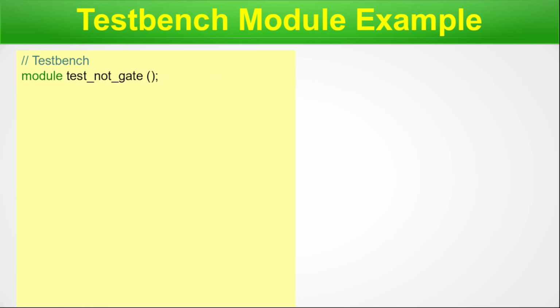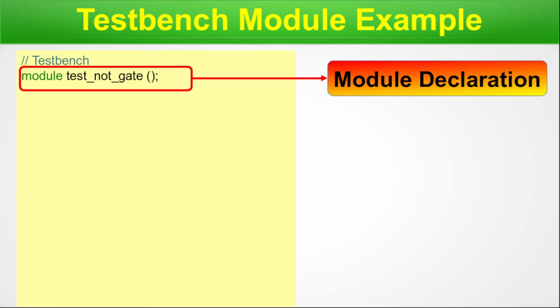Here we define the module with the module keyword, and this is test. Generally, it is a convention that we add a test word so that we can identify it later. So this is a testbench module and not a digital gate module. Rather, it is a test module. So here goes our module declaration.